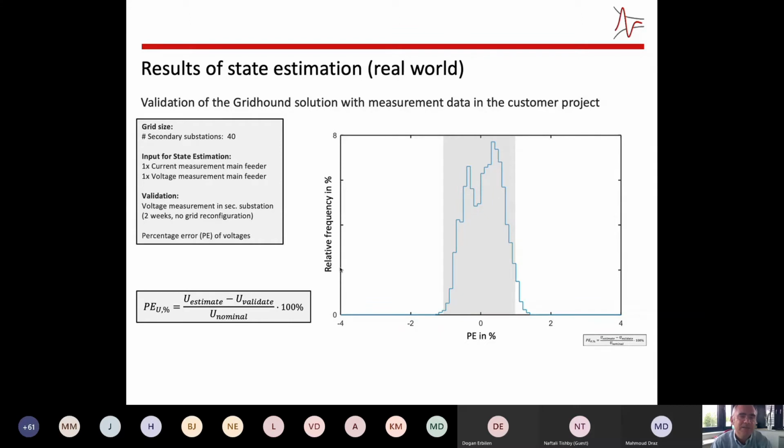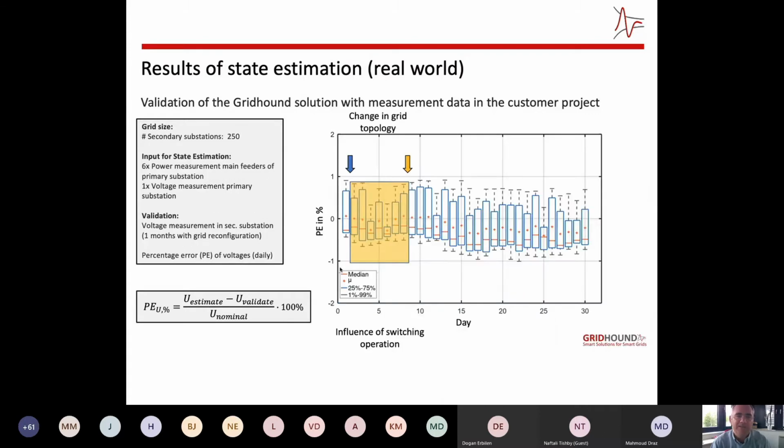Here is a system with 40 substations. That means getting immediately into the hundreds of variables to be predicted. Here, 250 substations, a quite large network in the south of Germany, that have been used for this experiment.